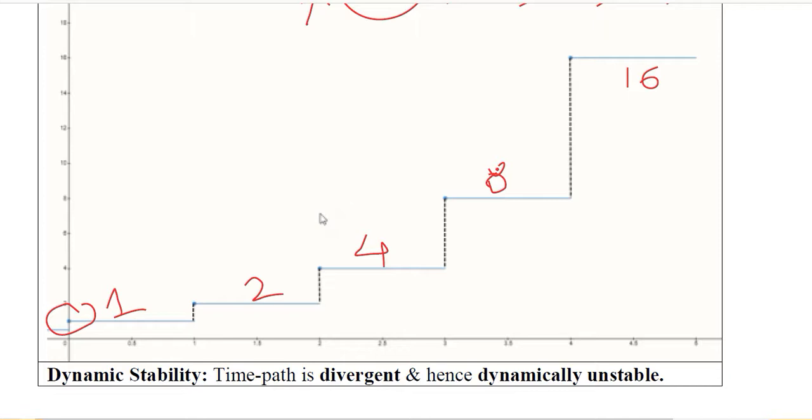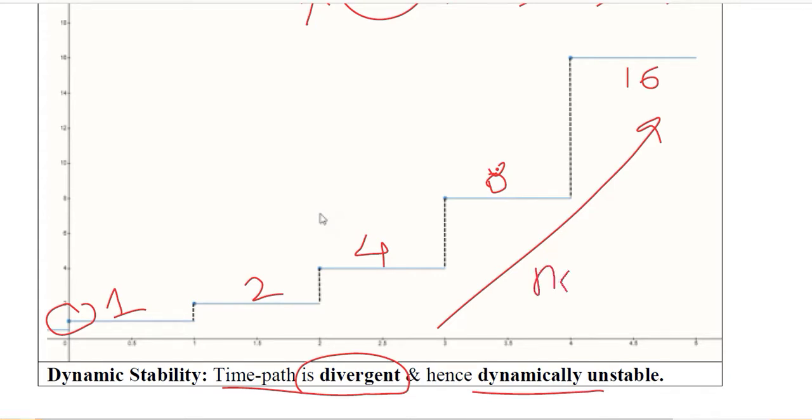Now the nature of it is interpreted here. Primarily it is a divergent case, because you can see it's moving away from the equilibrium. So it's dynamically unstable. Secondly, it is non-oscillatory, because it is not moving above and below a certain point. It is moving in the same direction, that is upwards.